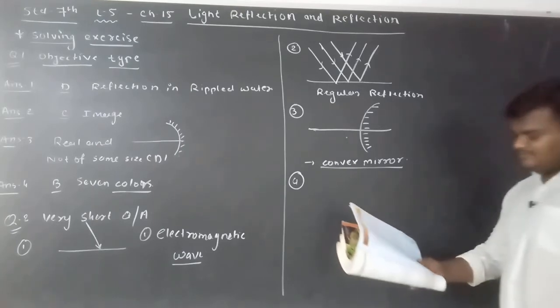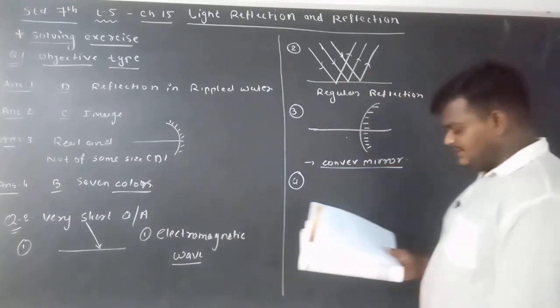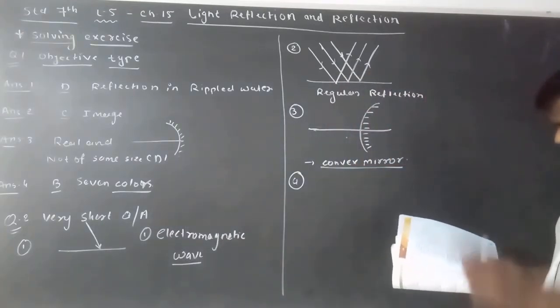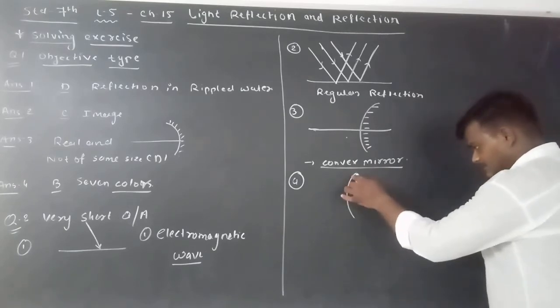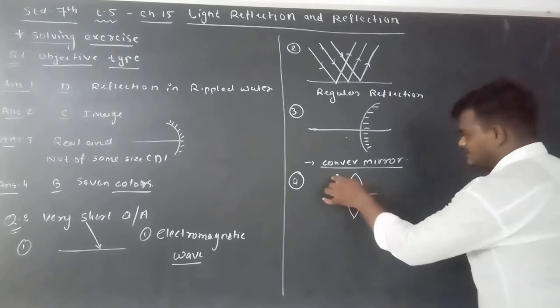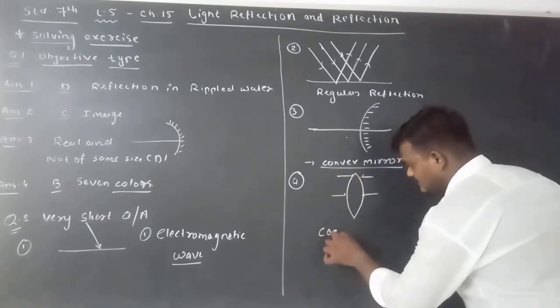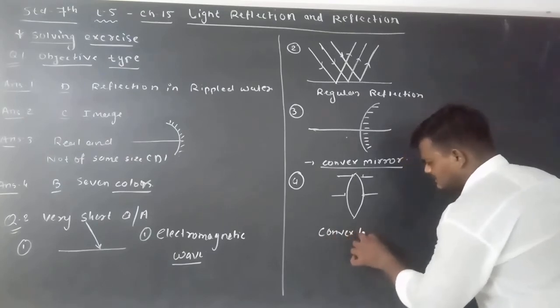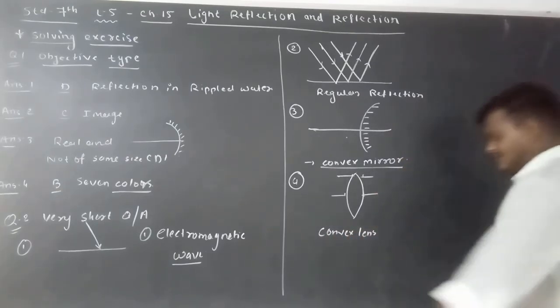Now question number 4, it is given a type of lens that is thicker in the middle and thinner at the edges. So it is thicker here at the middle, and it is thinner here at the edges. This type of lens is known as a convex lens. This is your convex lens.